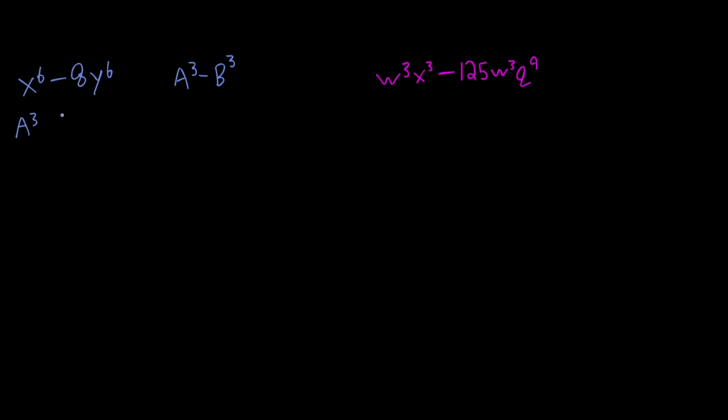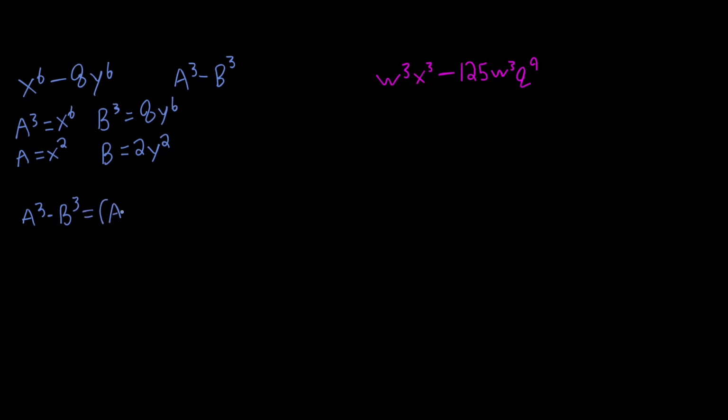So a cubed here can be equal to x to the power of 6. We take the cube root of both sides, and that's going to give me a is equal to x squared. Now for b, we have b cubed is equal to 8y to the power of 6. Cube root that, and we get 2y squared. Now, as was written earlier in the video, we have that a cubed minus b cubed is equal to (a minus b)(a squared plus ab plus b squared).